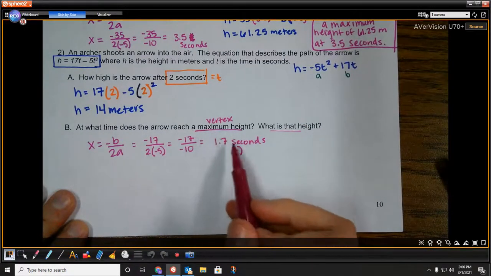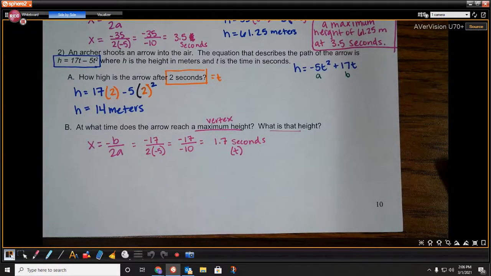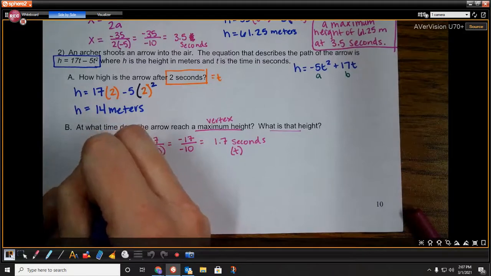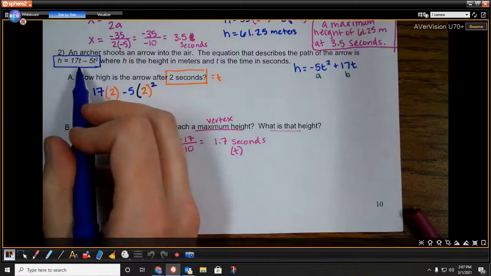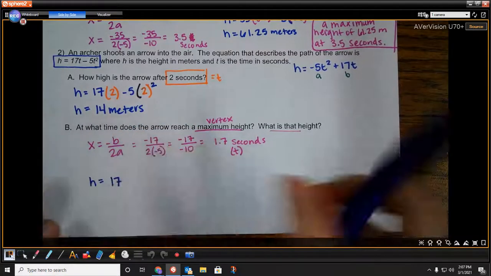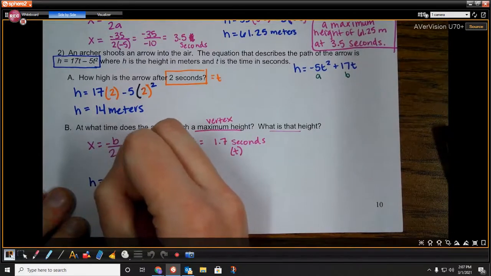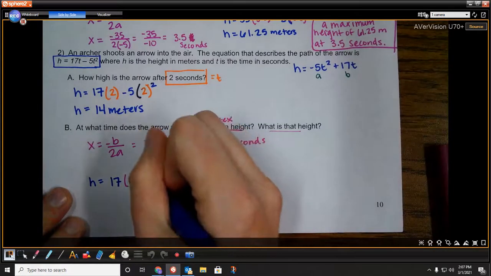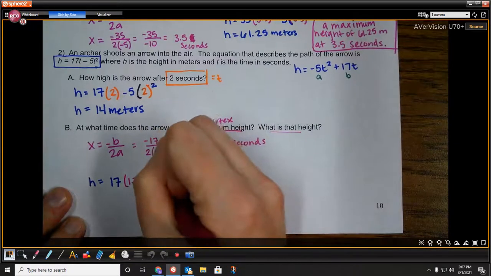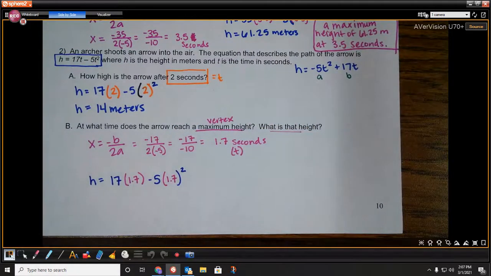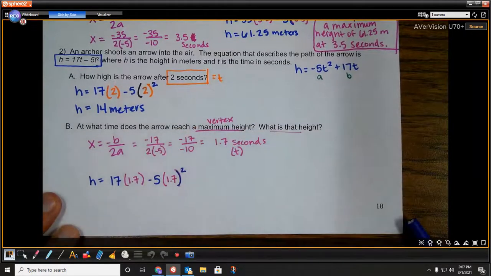So now what we're going to do is we're going to take this 1.7 and we're going to plug it back into our original equation to see what our h value or what our y value is. So in this case, I would say h is equal to, and I'm going to just plug it into my original equation, this 17, and then instead of times t, I'm going to be doing times 1.7 minus 5 times 1.7 squared. Sorry about the colors being a little off there.